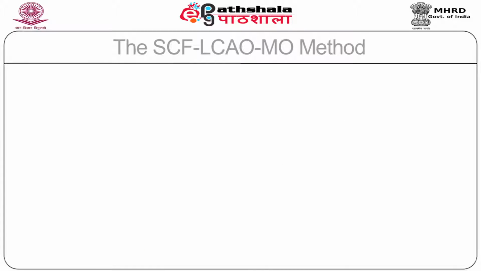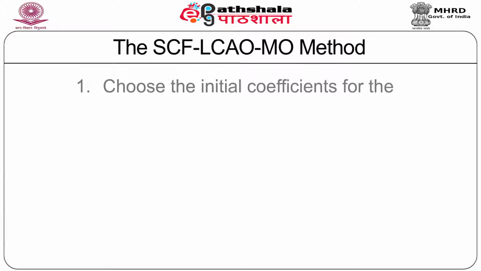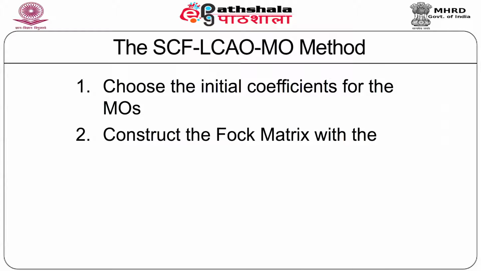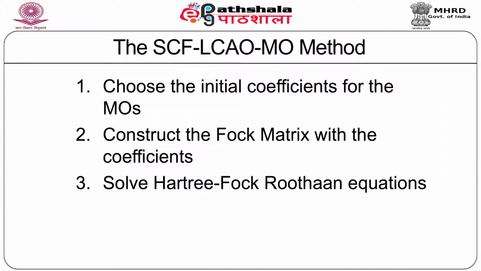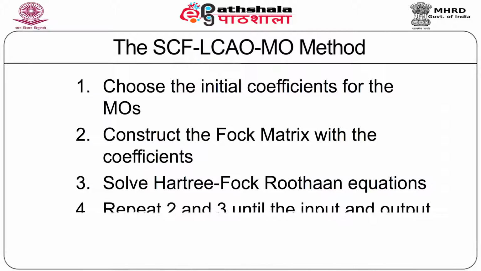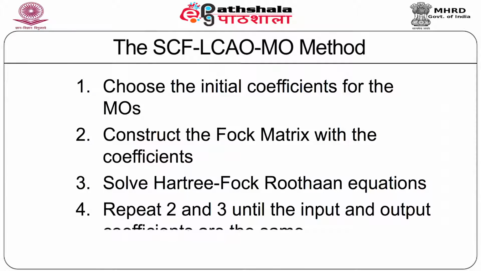So let us summarize the procedure that is followed in the SCF-LCAO-MO method. We first choose the initial coefficients for the molecular orbitals, and next we construct the Fock matrix with these coefficients. We next solve the Hartree-Fock Roothaan-Hall equations, and we go on repeating steps 2 and 3 until the input and output coefficients are almost the same.